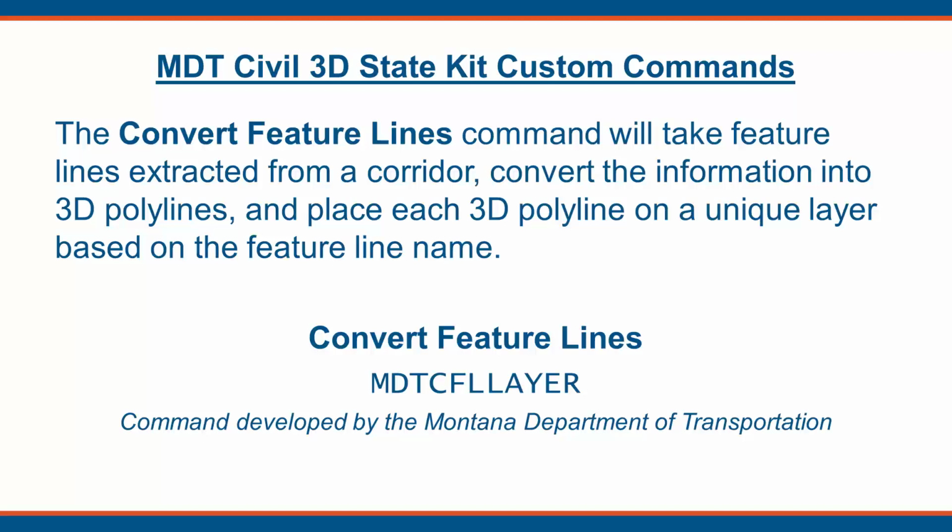The Convert Feature Lines command will take feature lines extracted from a corridor, convert the information into 3D polylines, and place each 3D polyline on a unique layer based on the feature line name. This command only works with feature lines created by the Civil 3D Create Feature Line from Corridor command. Feature lines created by any other method are not compatible with the Convert Feature Lines command. The Convert Feature Lines command is developed and provided by MDT.